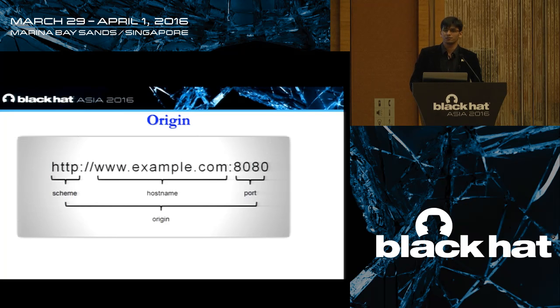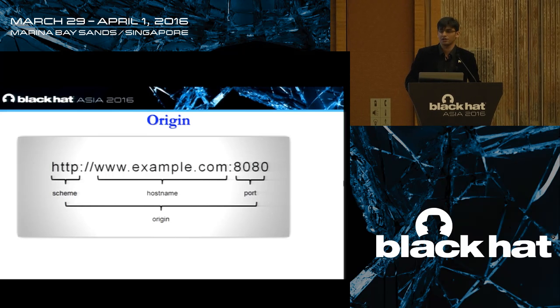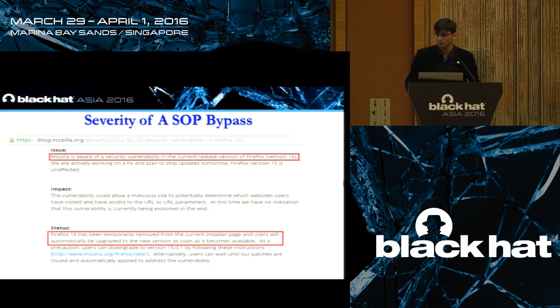However, I would like to mention here that same origin policy is an inconsistent policy and it is basically applied differently across different browsers. So Internet Explorer does not take port into consideration. So example.com:8080 and 8081 are basically the same origin in case of Internet Explorer.